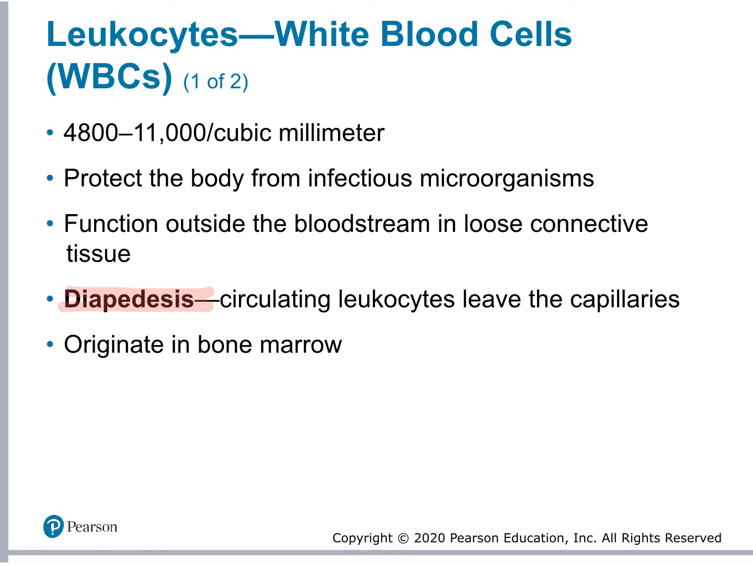White blood cells come from the bone marrow. So do red blood cells. I don't know if I mentioned that earlier. Red blood cells and white blood cells, and platelets actually, all come from the bone marrow.